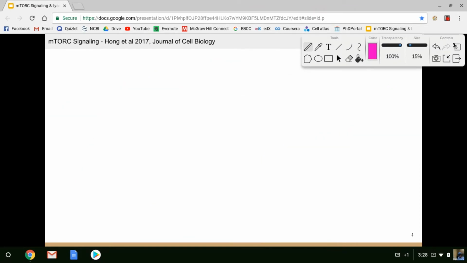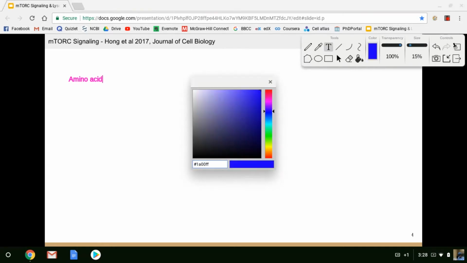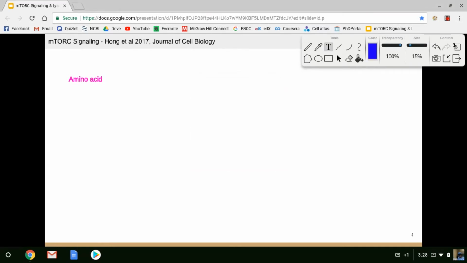Okay, so we talked about how AKT can lead to the activation of mTORC through Rheb, but we haven't actually discussed how other things can activate mTORC, like amino acids. Amino acids are critical to the activation of mTORC. So let's begin with our amino acids. Let's go through the pathway of how amino acids activate mTORC. So let's say our amino acids enter the cell via macropinocytosis, very common.